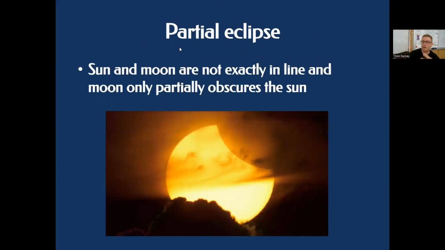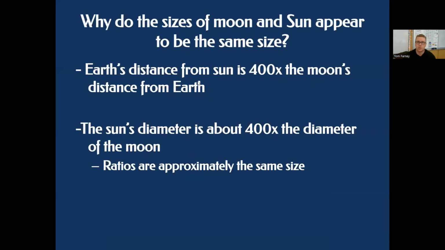Partial eclipse is kind of like our partial lunar eclipse, when the sun and moon are not exactly in line, and the moon only partially obscures the sun. So when the moon passes partly in front of the sun, that's when we're going to get a partial solar eclipse. Why do the sizes of these two things appear to be the same?